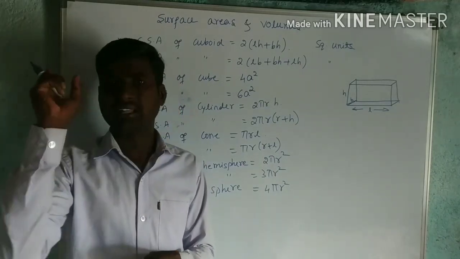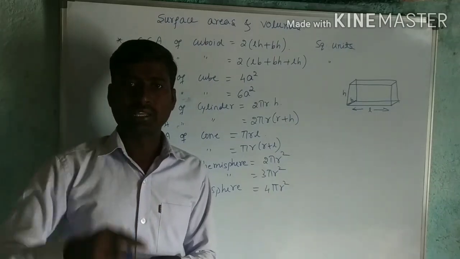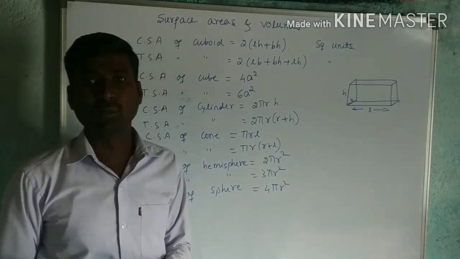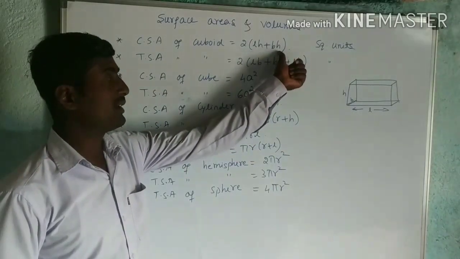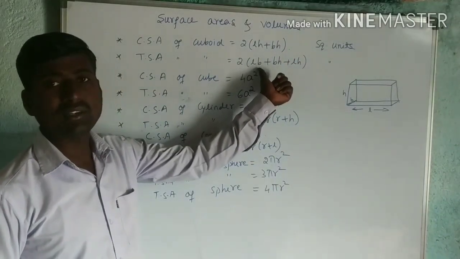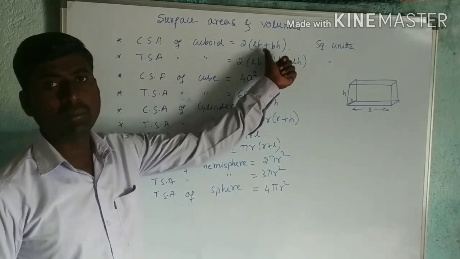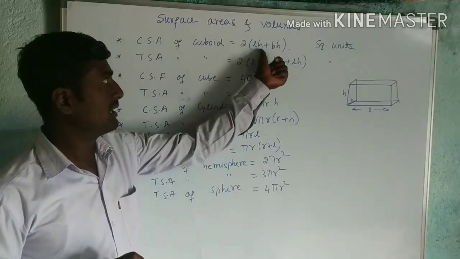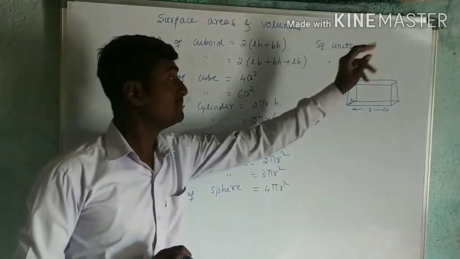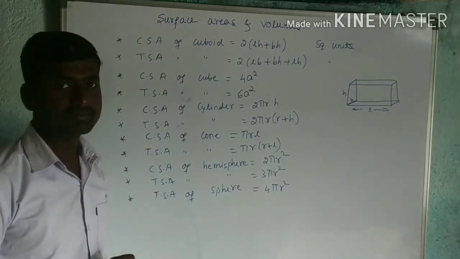Because length and breadth are removed, LB plus LB, 2 LB get removed. So the remaining is 4 walls. In TSA you get 2 LB, but here there is no LB because top and bottom are removed. So the remaining is 2 into (L + B) H square units. That is CSA of the cuboid.